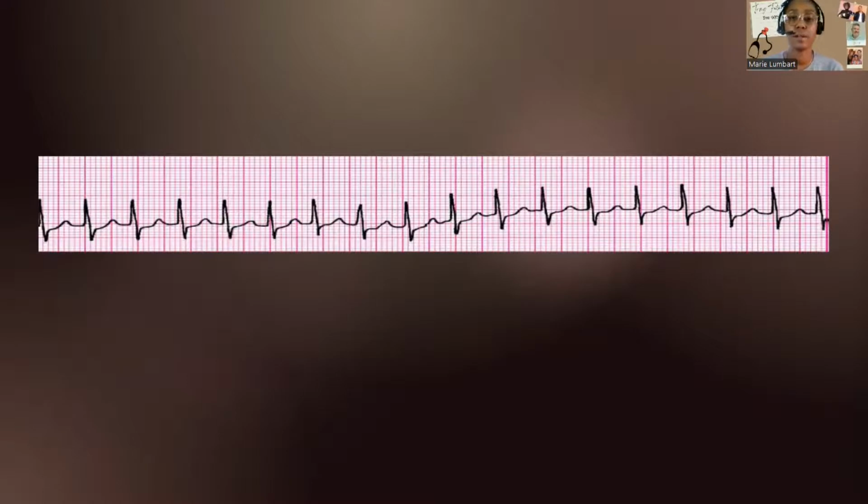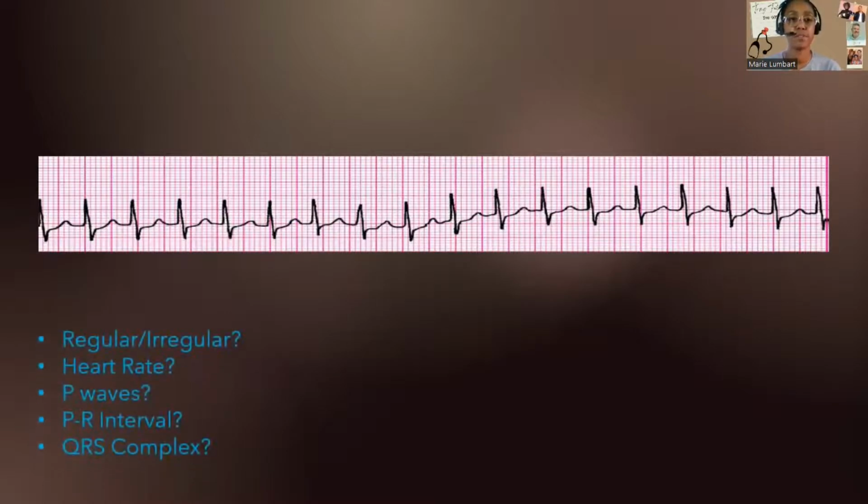Okay, so here's our next rhythm. So remember the 5 steps. This is a place where you could start. You want to determine if it's regular. We're going to calculate the heart rate. Then we're going to look at the P waves. We're going to measure the PR interval. And then we're going to look at the QRS complex.